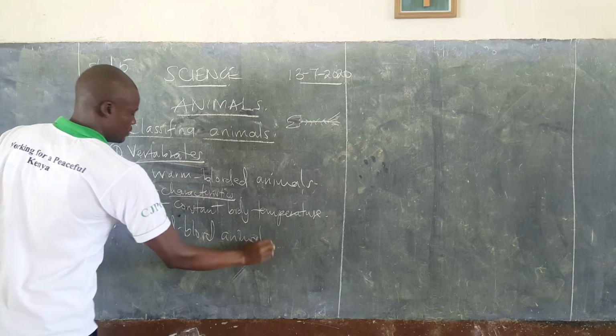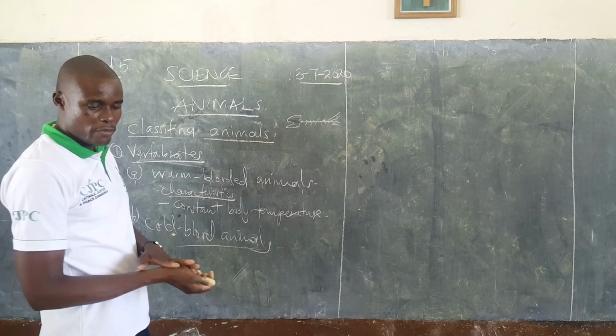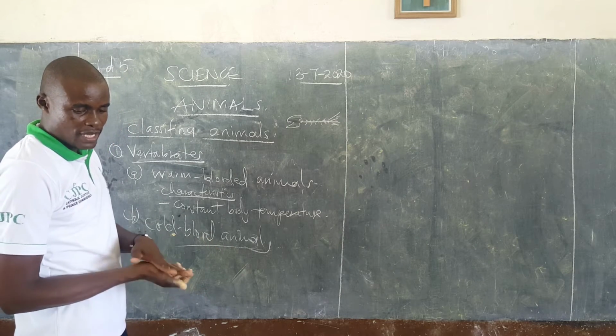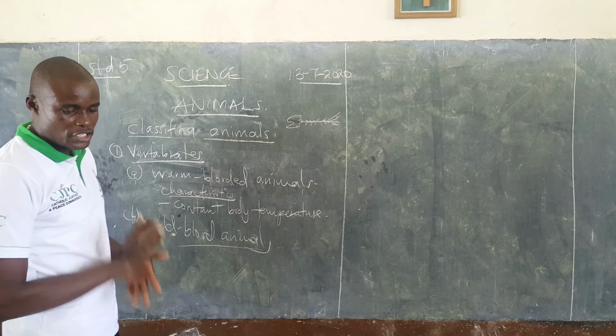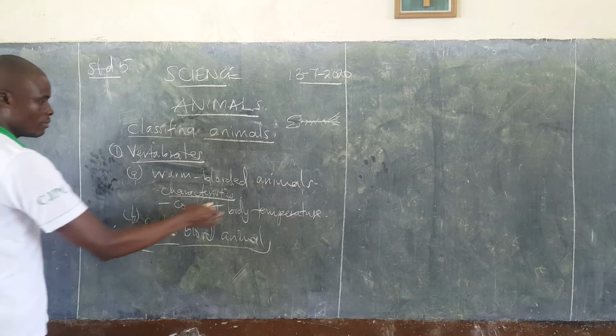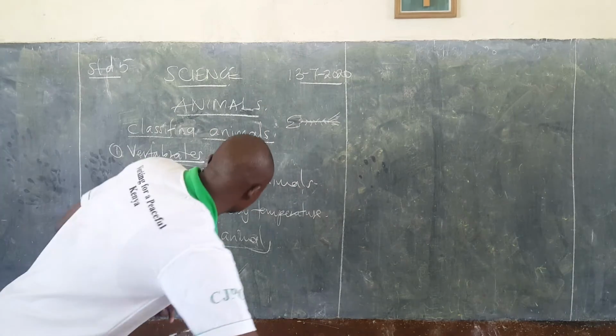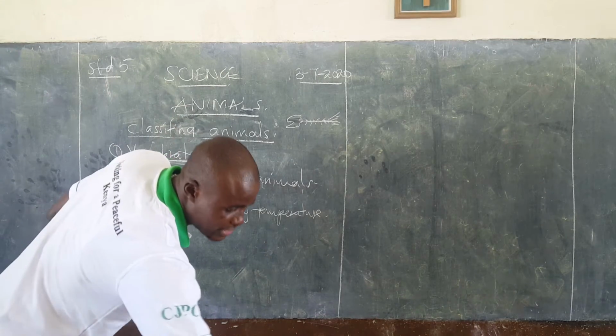Then cold-blooded animals, we have one thing here. The cold-blooded animals have a body temperature that changes with the surrounding. Constant body temperature is inside the meaning: when you have a constant body temperature, it means your body temperature will remain the same.